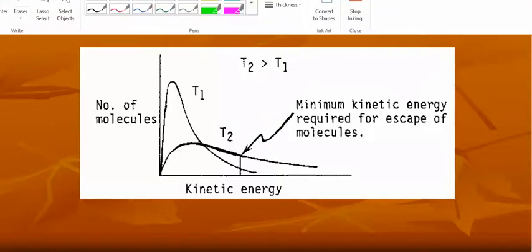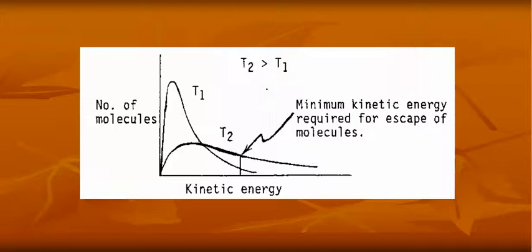What I want you to notice is that at T1, the lower temperature, some molecules have a kinetic energy way over here. Most of the molecules at T1 are at the peak of the curve, which is right here, so their kinetic energy somewhere about here. Now at T2, a higher temperature, the average is about right here. But even at the higher temperature, some molecules have a really low kinetic energy, some have really high kinetic energy.